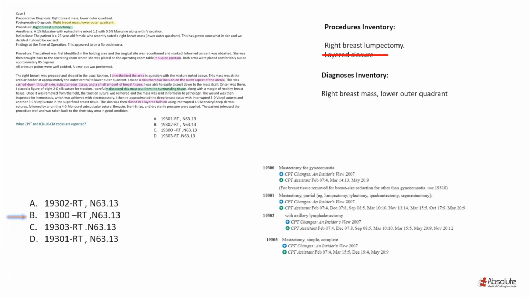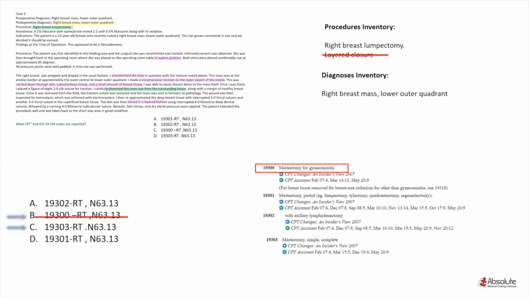Okay, now let's look into option B first, 19300 RT. What does it code for? Let's look into the code language. 19300, the code language is mastectomy for gynecomastia. Well, our patient didn't have any gynecomastia. In our diagnosis inventory, it was a right breast mass, lower outer quadrant. The lumpectomy procedure was not performed for gynecomastia. Well, that cancels out option B.